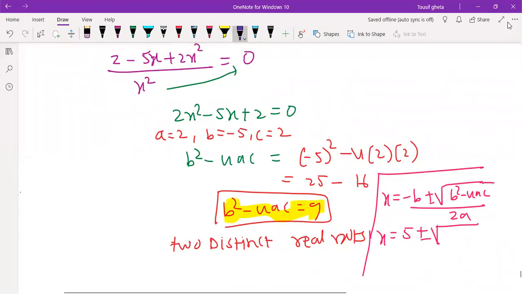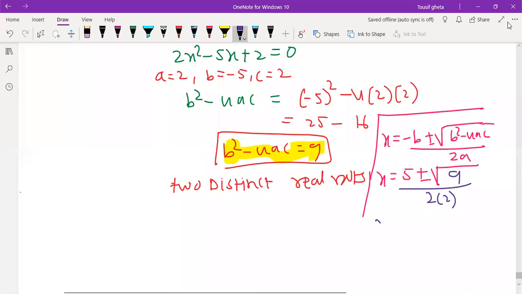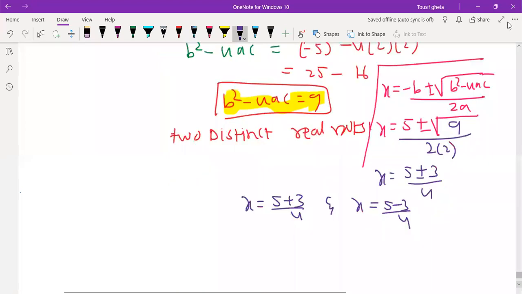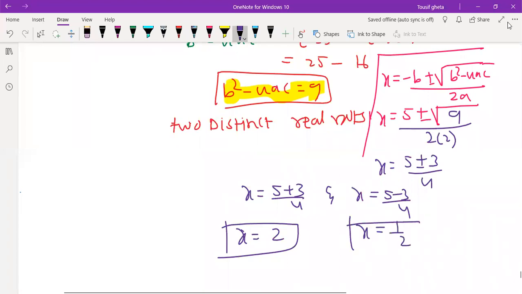Just write down the 9 here. Divide by 2 into a value is 2. So 2 2s are 4. Next step we will write 4. Okay. Simple now. x is equal to 5 plus or minus 3, root 9 means 3, divided by 4. So you write x is equal to one time 5 plus 3 divided by 4. Another time you take negative value, x is equal to 5 minus 3 divided by 4. So you will get x is equal to 5 plus 3, 8. 8 by 4 will get 2. And another answer is 5 minus 3, 2. 2 by 4, nothing but 1 by 2. Finish.